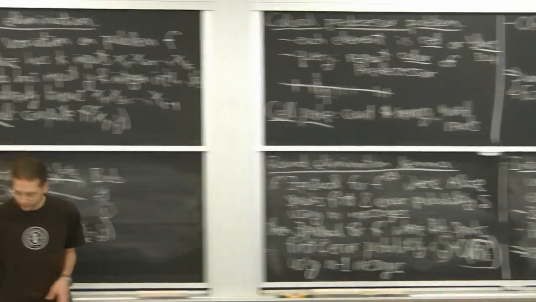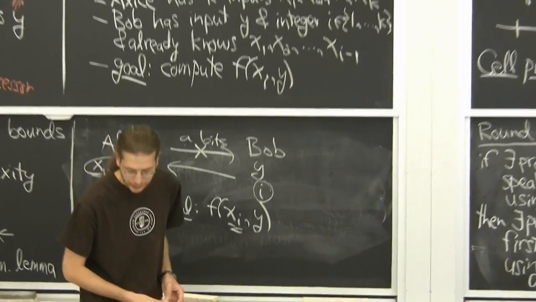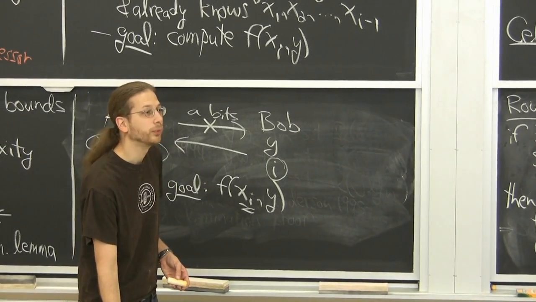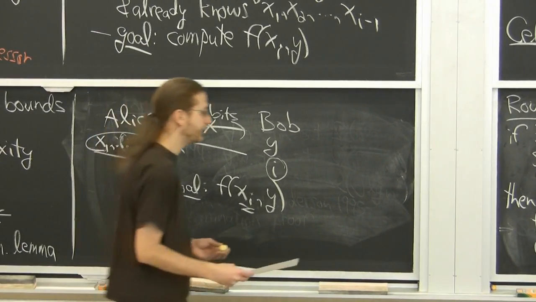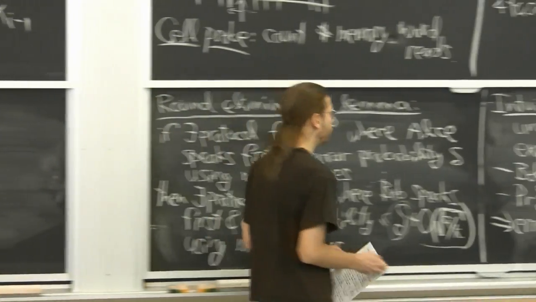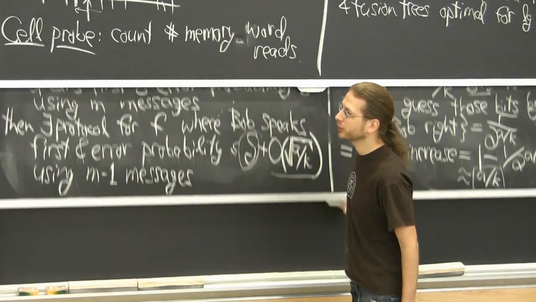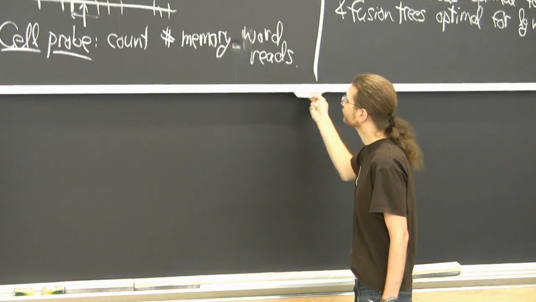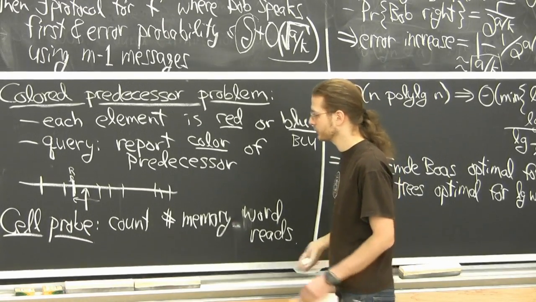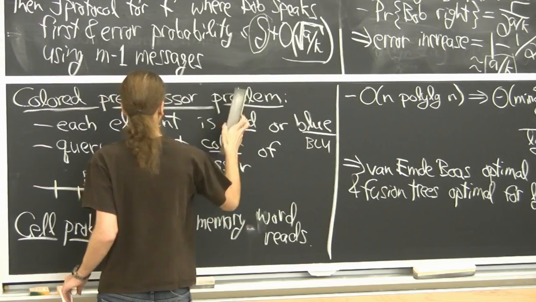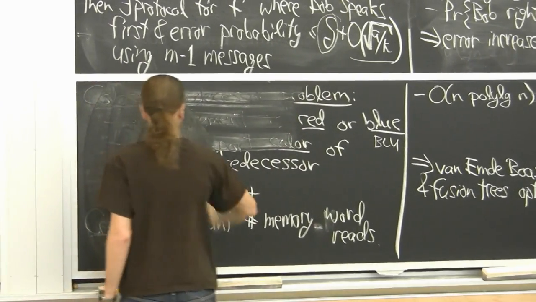All right, so that's some rough intuition for round elimination. Let's see why it is so cool to have round elimination, how it lets us prove a pretty strong lower bound on predecessor, on colored predecessor in the cell probe model.